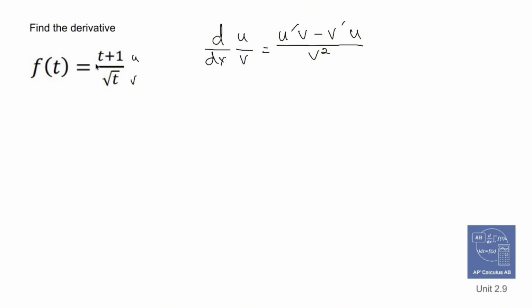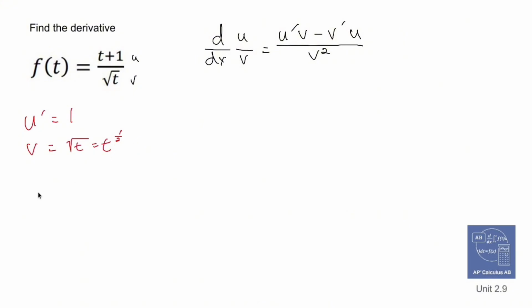All right, so I like to go off to the side, and I like to say what each thing is, okay? So u prime is going to be the derivative of t plus 1, well, the derivative of t, which is 1, and then plus 1 is nothing, so u prime is just 1. Okay, I would like to envision v as root t, which is actually t to the 1/2.